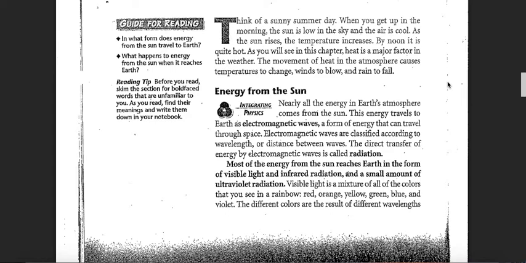Okay, so the main point here is all energy in Earth's atmosphere comes from the sun. And that sunlight energy comes in the form of electromagnetic waves. And the transfer of energy from the sun to the Earth is called radiation.